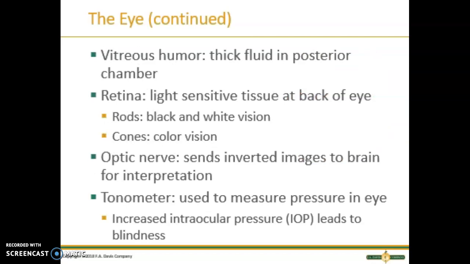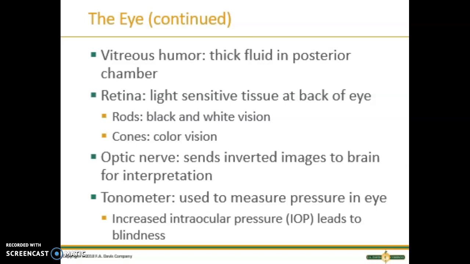The posterior chamber contains the viscous vitreous humor, and images are projected through the pupil and lens onto the rods, which detect black and white, and cones, which detect color, in the retina. These inverted images are then sent to the brain via the optic nerve for interpretation.